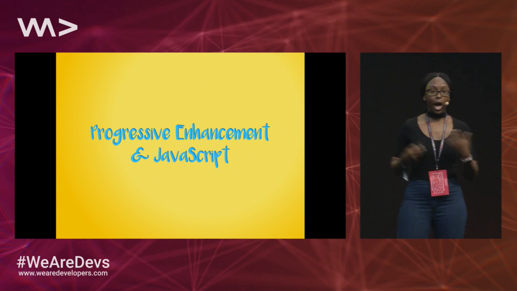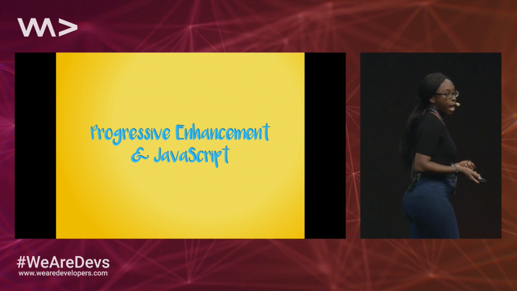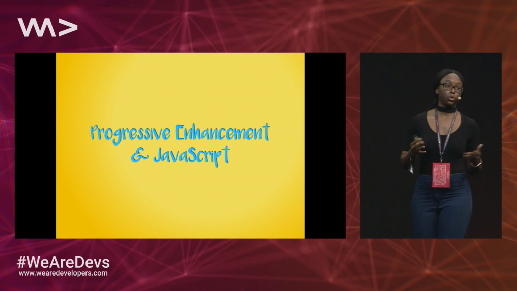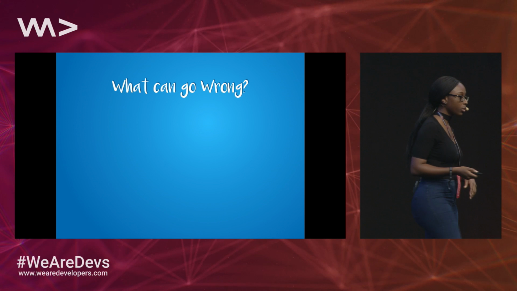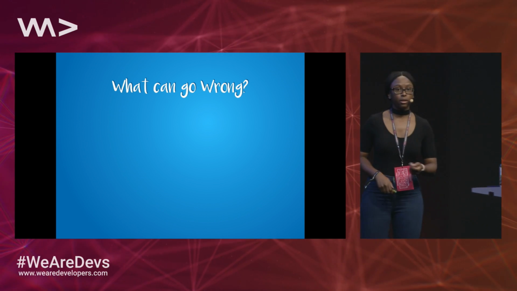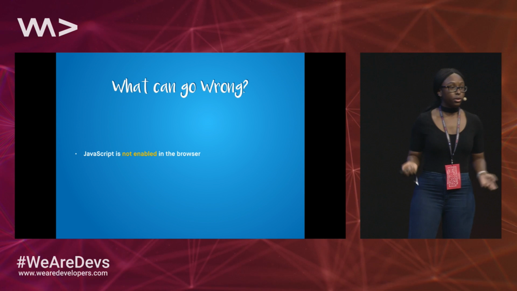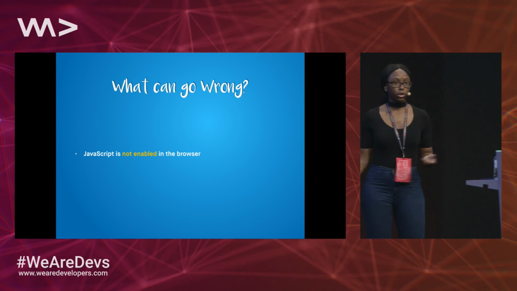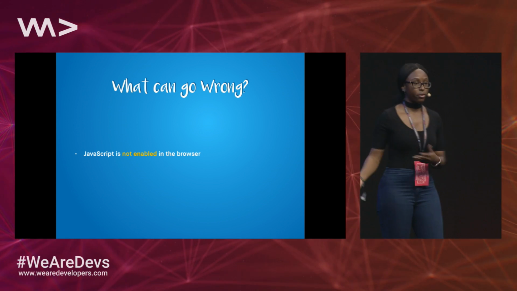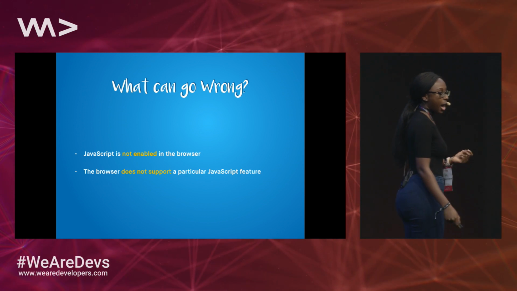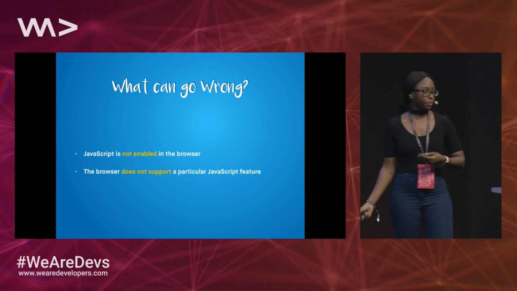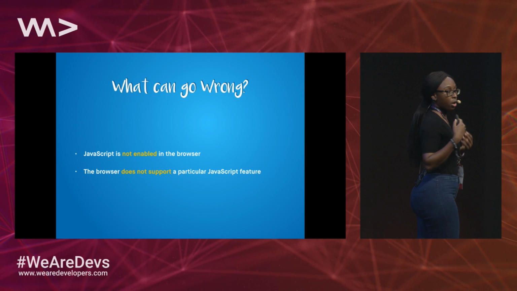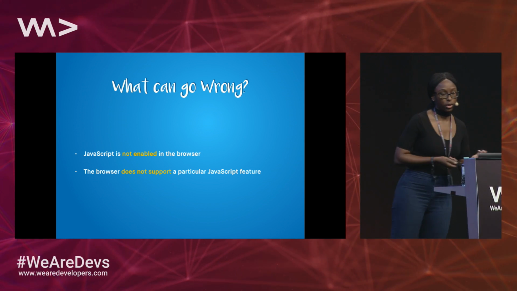So now I'm going to go into how to actually apply progressive enhancement. And first, I'm going to talk about progressive enhancement and JavaScript and HTML before I get into progressive enhancement and CSS. So what can go wrong with JavaScript? There are basically two main things. The most common one is obviously maybe JavaScript is not enabled in the browser. So maybe the user is on Opera Mini or something, or for whatever reason, they had to just turn it off. And the second problem is, even if JavaScript is supported, maybe they're on a particularly old browser, or the particular feature you're trying to use just isn't supported.